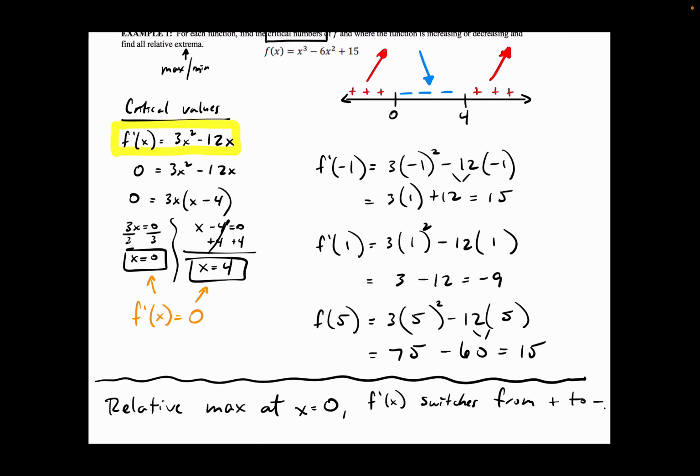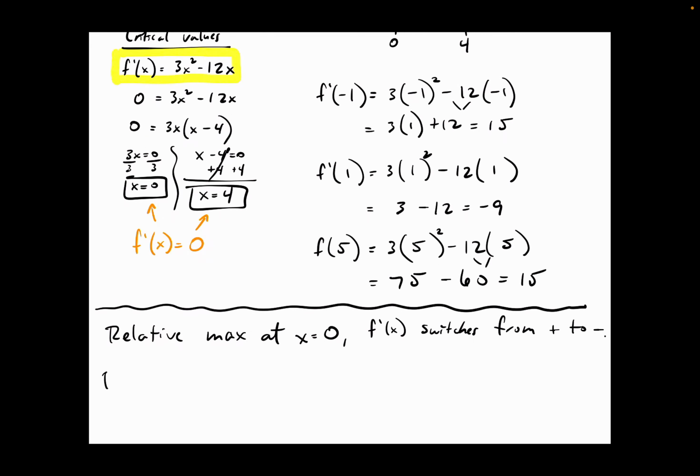So f prime switches from positive to negative. These are free response questions waiting to happen. Free response questions are very popular for asking about relative maximums and minimums. And when they do, they always want justification. Justification means, how do you know x equals 0 is right? That's how I know, because it was increasing before, decreasing afterwards. It's got to make a max.